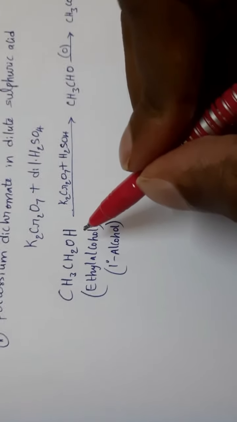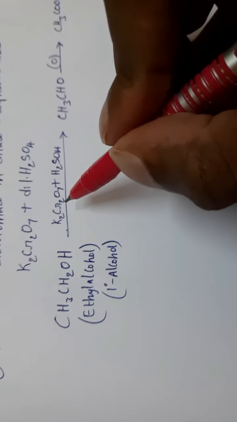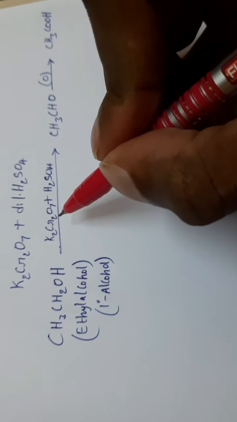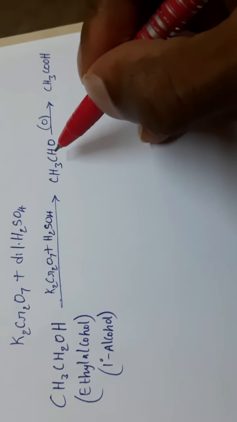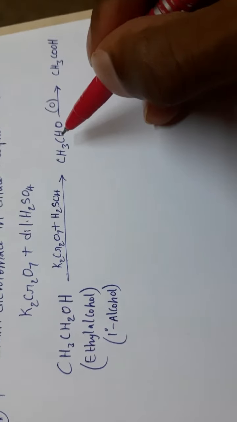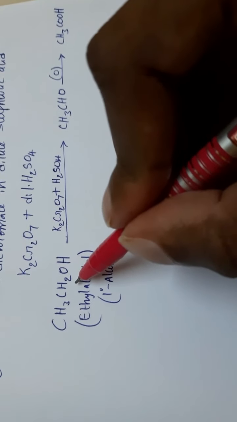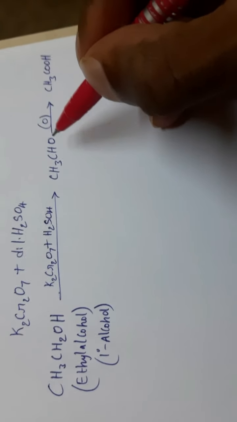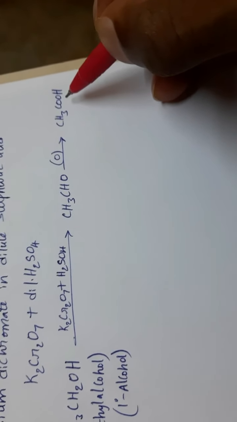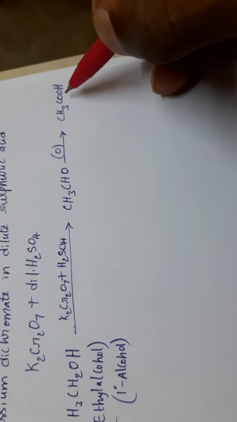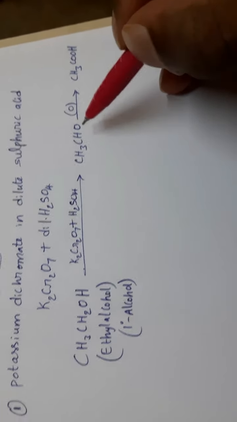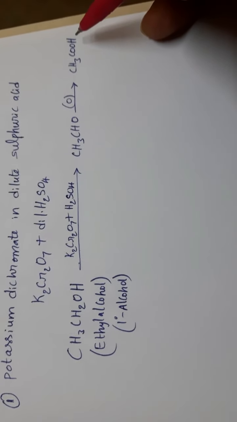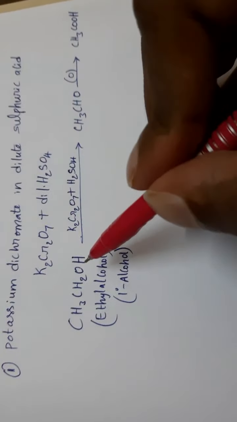Primary alcohol is oxidized by K2Cr2O7 and sulfuric acid to aldehyde having same number of carbon atoms. In these 2 carbon atoms, here also 2 carbon atoms. This aldehyde is further oxidized to carboxylic acid having same number of carbon atoms. So in aldehyde and carboxylic acid, number of carbon atoms are same as in the case of alcohol.